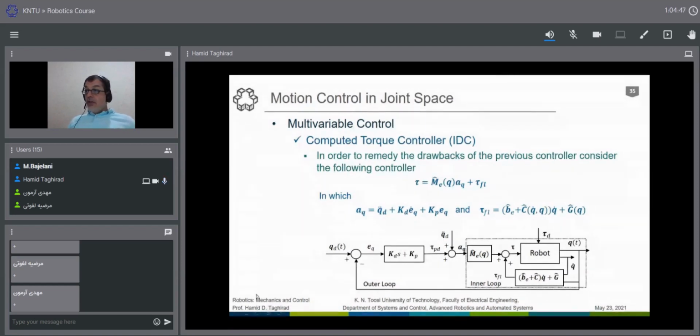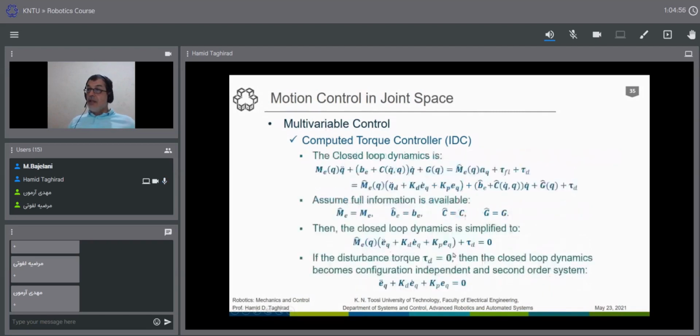Now, without any further discussion, we go to the closed loop systems. To see what the closed loop system is, we don't have that much time left for this course. We can go to the closed loop dynamic. This was our dynamic of the system: M Q double dot plus B plus C Q dot plus G was equal to tau plus tau D. We have a disturbance here as well.